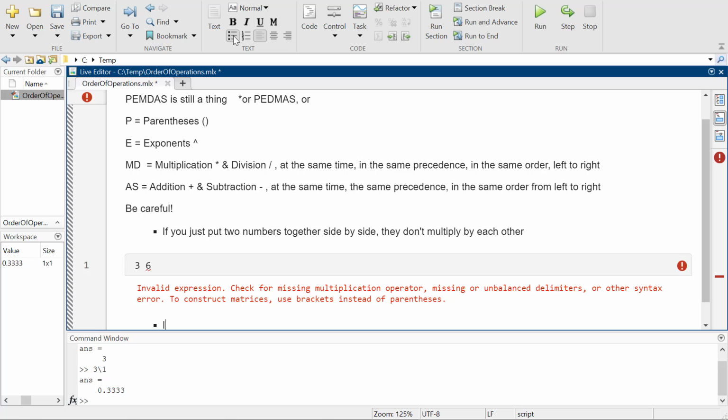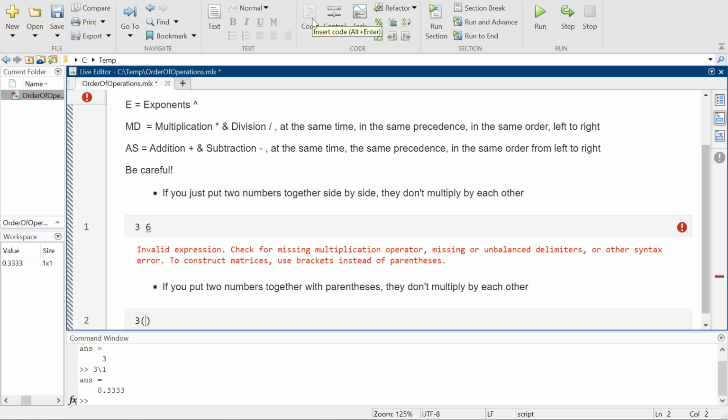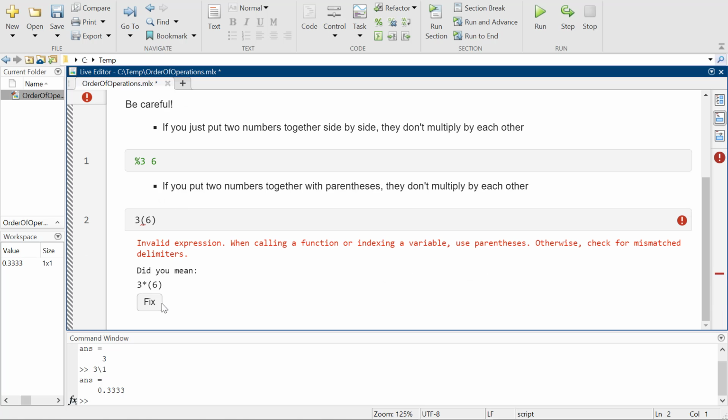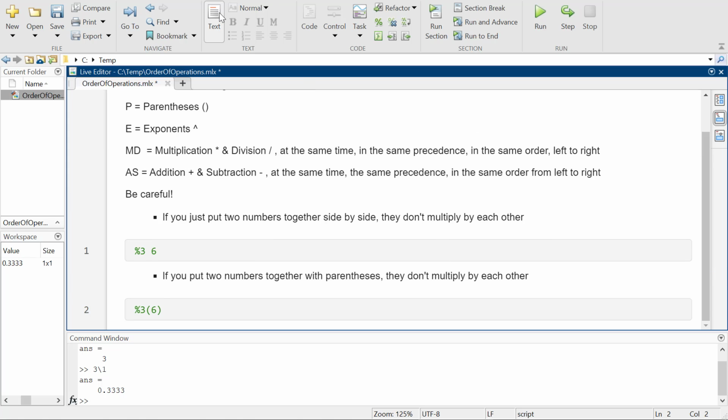Similarly, if you put two numbers together with parentheses, they don't multiply by each other. So if I try to do 3(6), it's like, what are you trying to do? It's like, did you mean 3 times 6? Even if you try to do this, that doesn't fix it. You have to put the times if you want it to multiply. So that doesn't work. That super duper doesn't work.